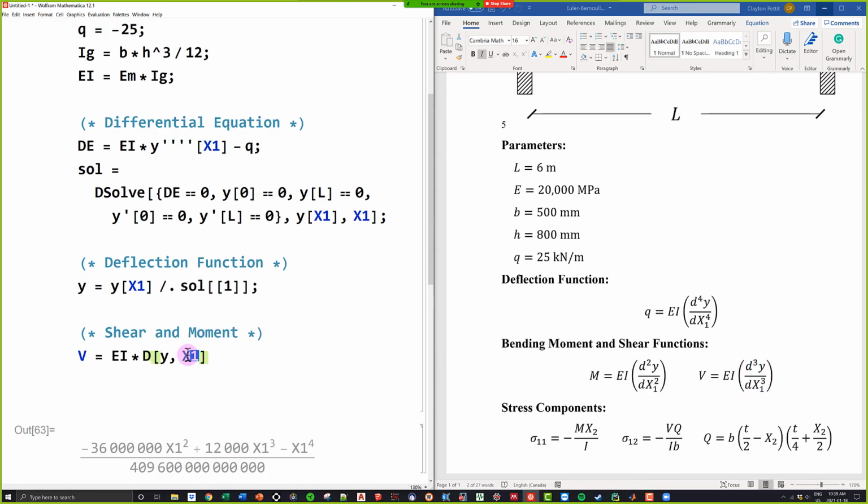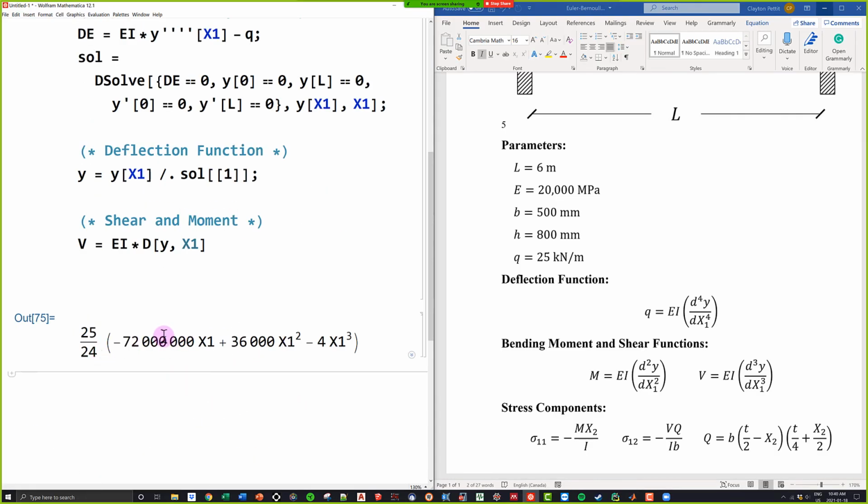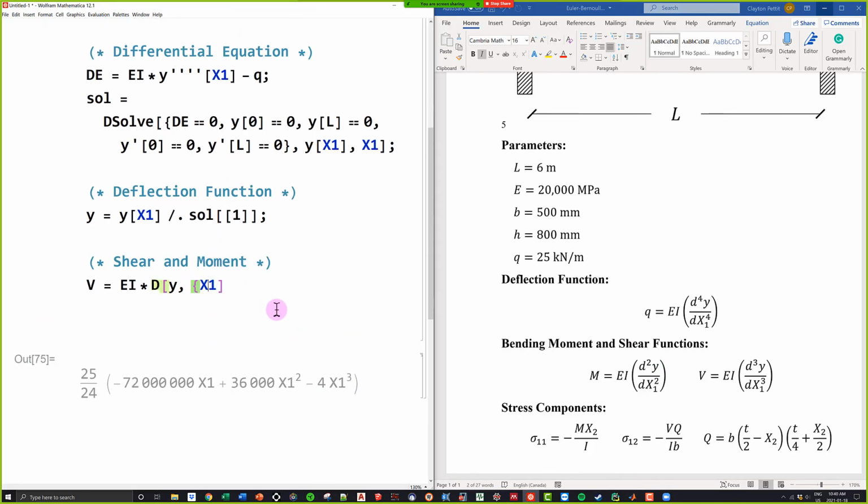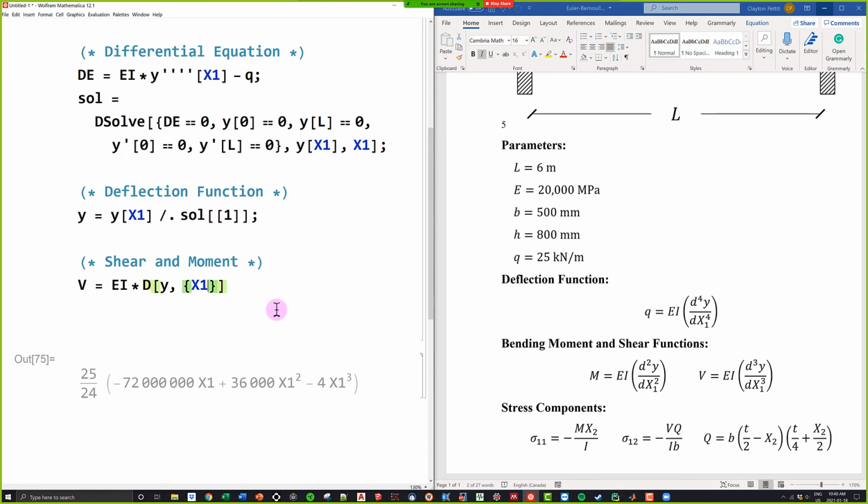But now the only problem is if we type this in right here, all we did is take the first derivative, but we want to take the third derivative. So in order to specify how many times you want to differentiate, in our second argument, we put our squiggle brackets, we define the variable which we want to differentiate, and then we specify how many times.